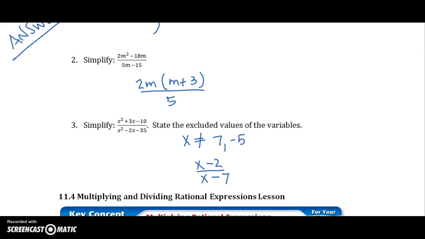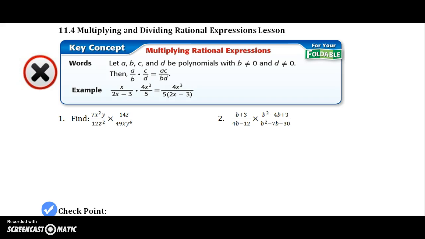Alright, Chapter 11, Section 4, Multiplying and Dividing Rational Expressions. Again, let A, B, and C be polynomials where B cannot be 0 and D cannot be 0. So here's our example. We're multiplying two rational expressions, and we know that we cannot have a 0 in our denominator.